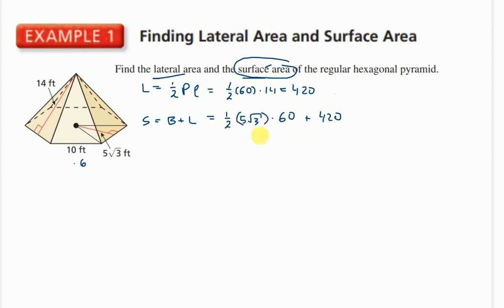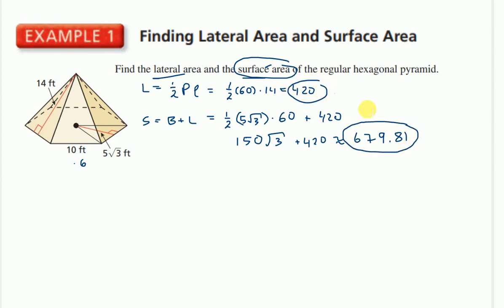This comes out to be, more exactly, 150 radical 3 plus the 420. And here's our approximation, because radical 3 is going to give us a decimal, so that is about 679.81. So we've got our lateral area, 420, and our surface area, where we have to add the base to that.